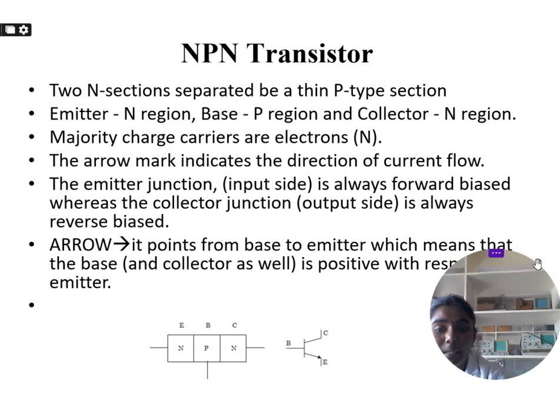The emitter junction is the input side. The arrow mark indicates that the emitter junction, the input side, is always forward biased, while the collector side, the output side, is always reverse biased.